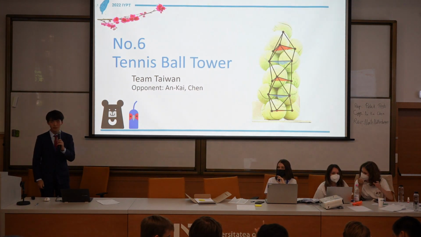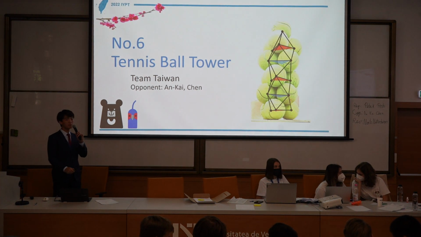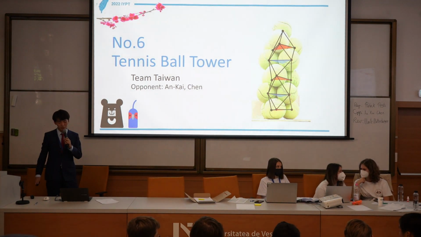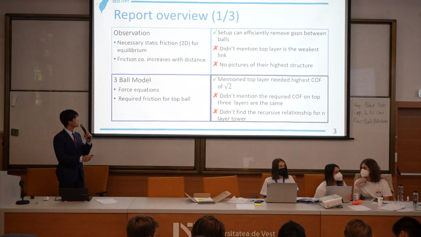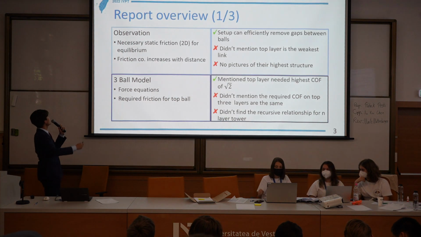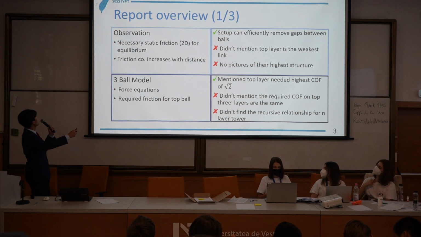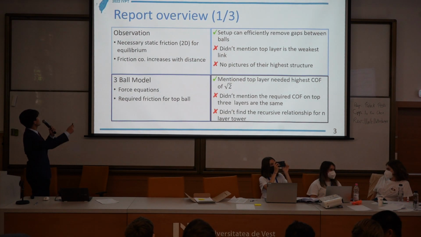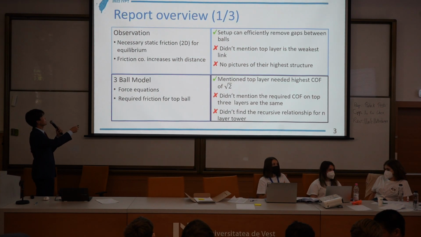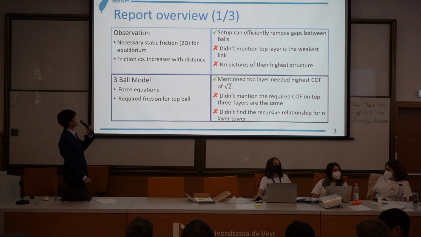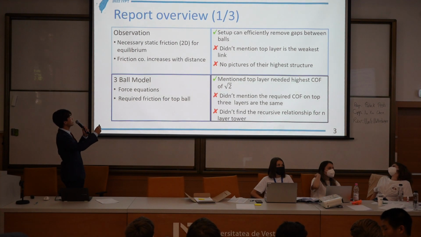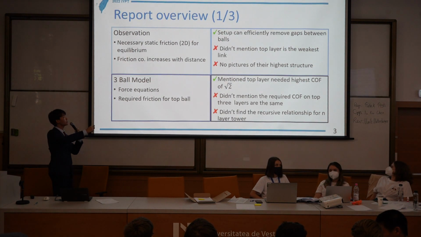Ready? Please start. Good afternoon, I'm from Team Taiwan. Today I'll be opposing tennis ball tower number 6. For the report overview, firstly they did an observation of the necessary static friction for equilibrium, and they found that the coefficient of friction increases with the distance. For the pros, their setup can efficiently remove the gaps between the balls, but they didn't mention that the top layer is the weakest.